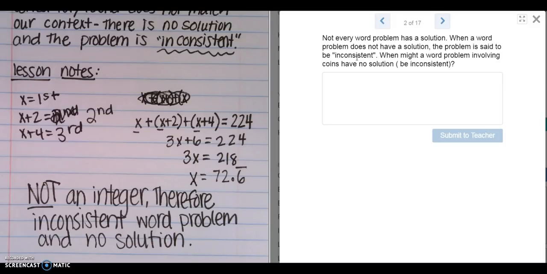If you didn't say it, let's try it right now. 1, 2, 3. Inconsistent. One more time, the word is inconsistent.